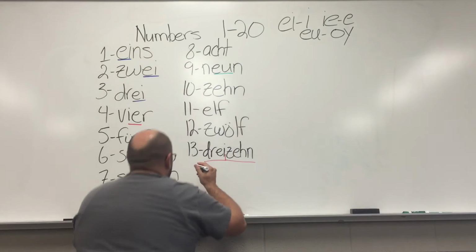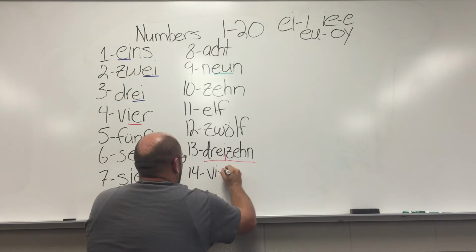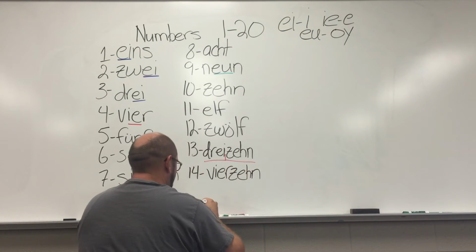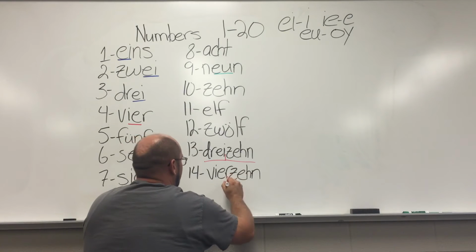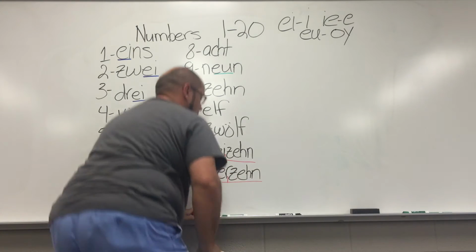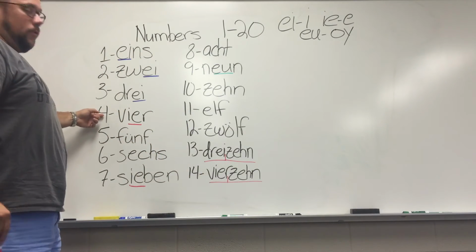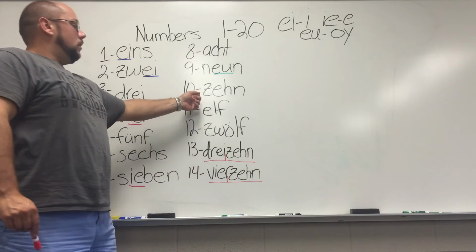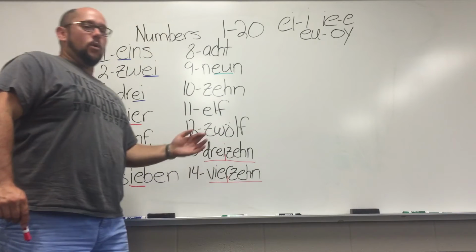14. Very much the same. And again, what we can do, we can split it right down the middle. And what do we have? We have vier, the number 4. And again, we have zehn, the number 10. Put them together, vierzehn, 14.